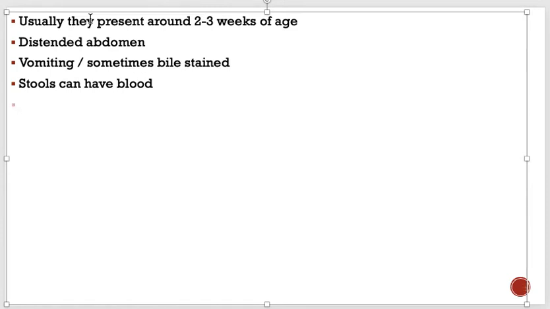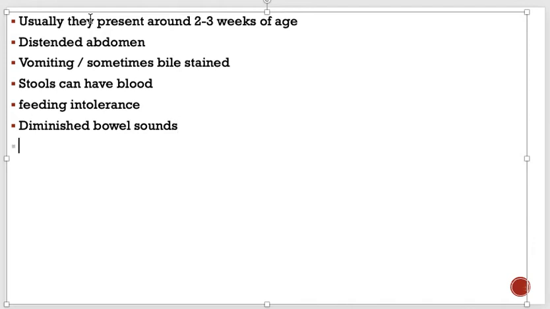What else? Of course, they cannot tolerate their feed, so feeding intolerance is there, and ultimately they have paralysis of their gut movements, or a paralytic ileus. When we examine them, we will find that they have diminished bowel sounds, okay. So these are all the presentations, and the complication of this condition is perforation, right.